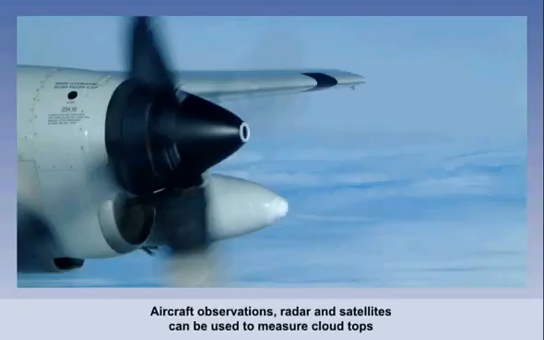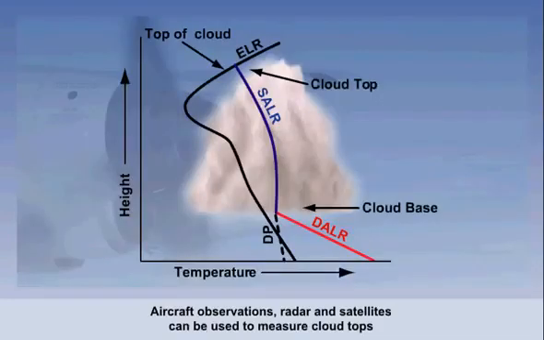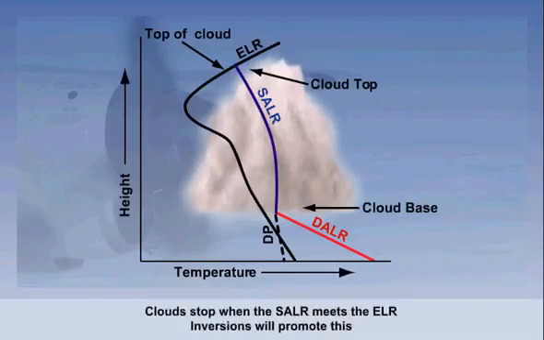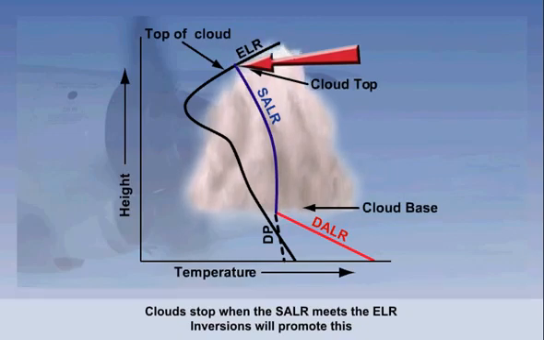Aircraft observations, radar, and also satellite images can be used to measure the cloud tops, but the more usual way is using a height temperature graph obtained from a radiosonde. On our graph, notice how the cloud stops at the point at which the SALR meets the ELR. This part of the ELR is known as an inversion, because the temperature starts to increase with height. It is at this point that our parcel of air, which was following the SALR, is no longer warmer than its surroundings, the ELR, and therefore will no longer rise.